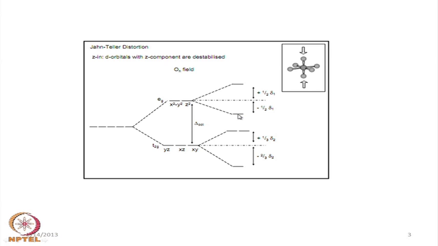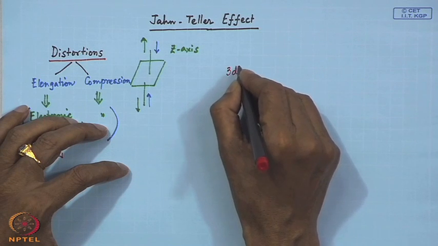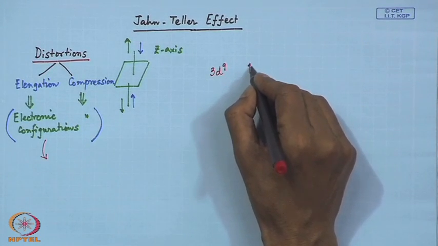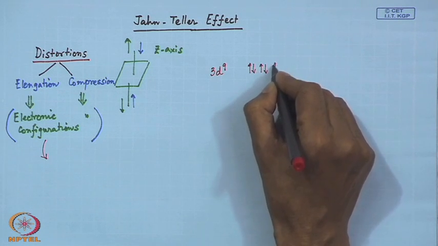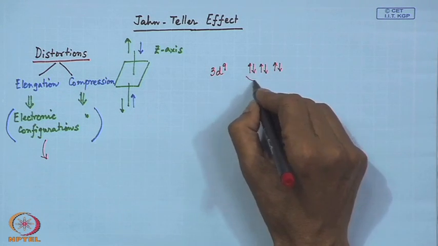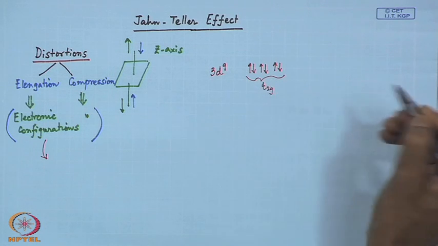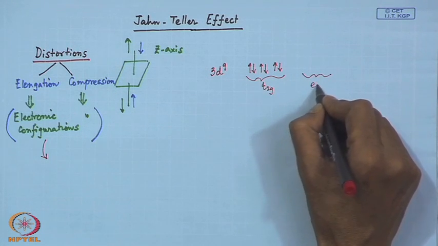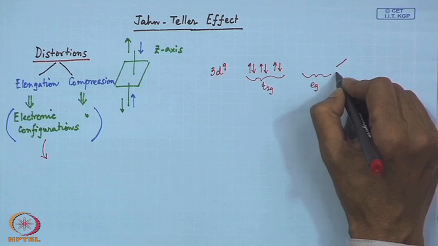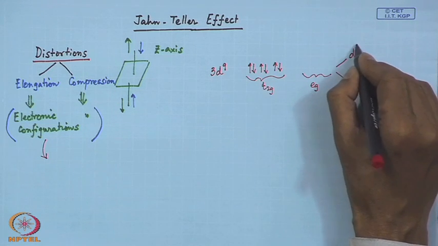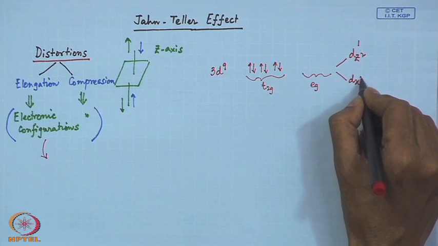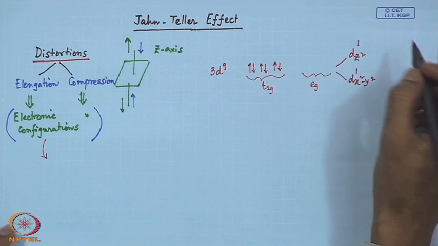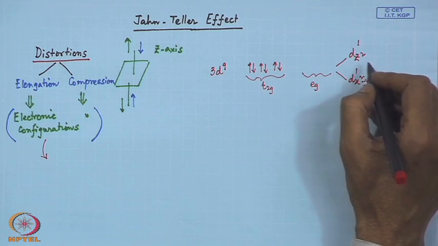So, when we have the 3d9 electronic configuration, what we see is that we have the 4 levels, that means the T2G levels which are filled, and after splitting they are also all filled. In the EG set we can have two situations, that means whether it is 1 electron in the dz square level and 1 electron in the dx square minus y square level. So, these are the two situations where the z component is stabilized.